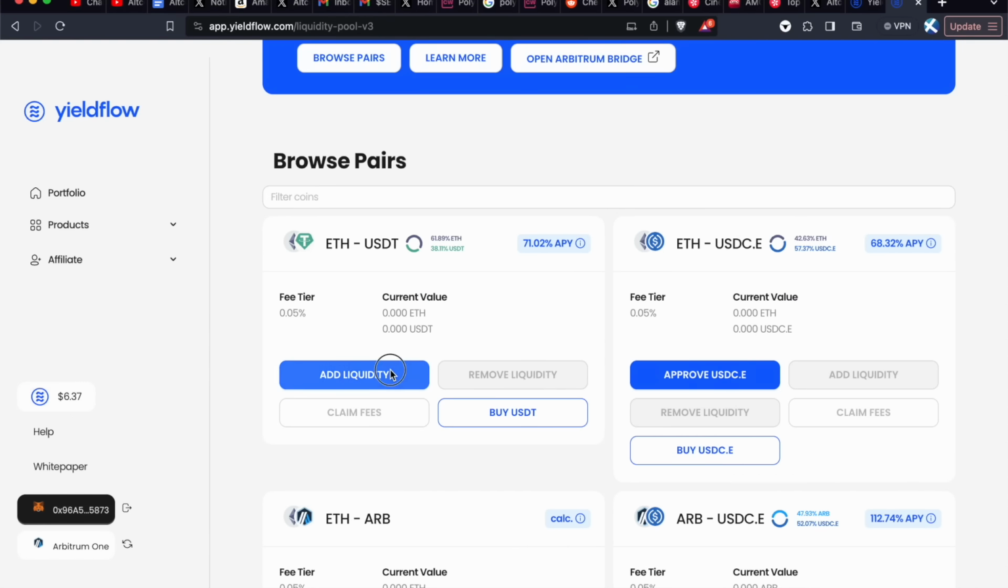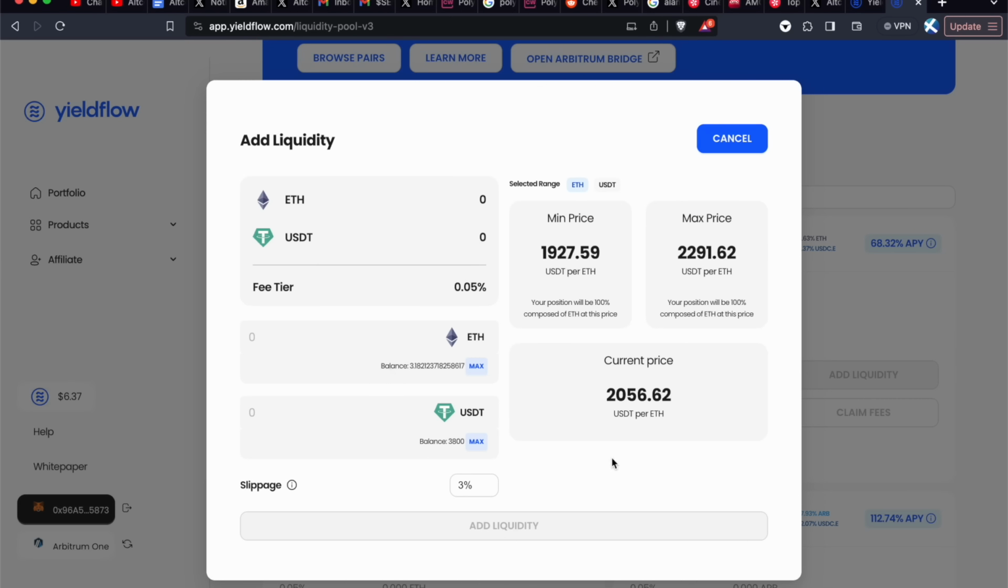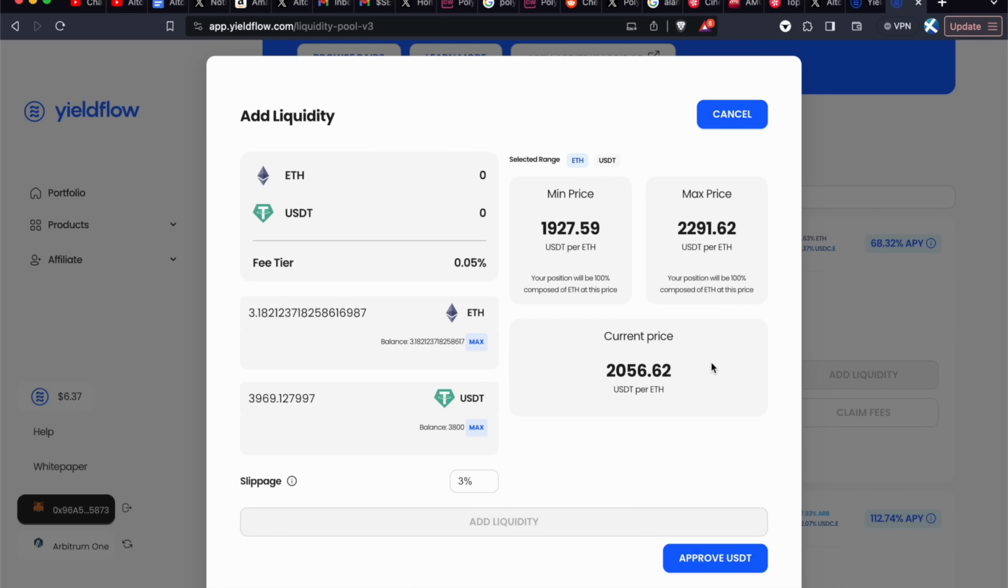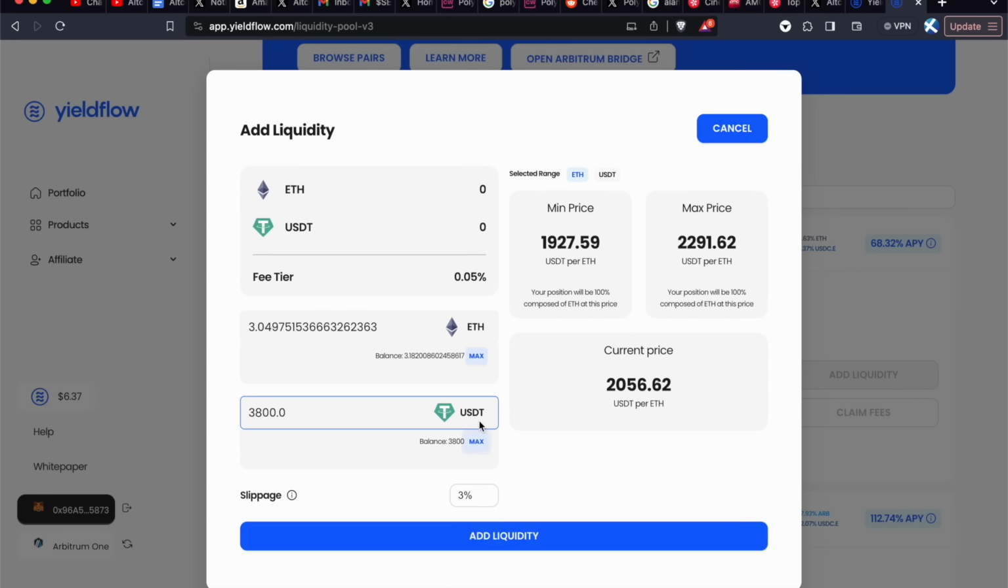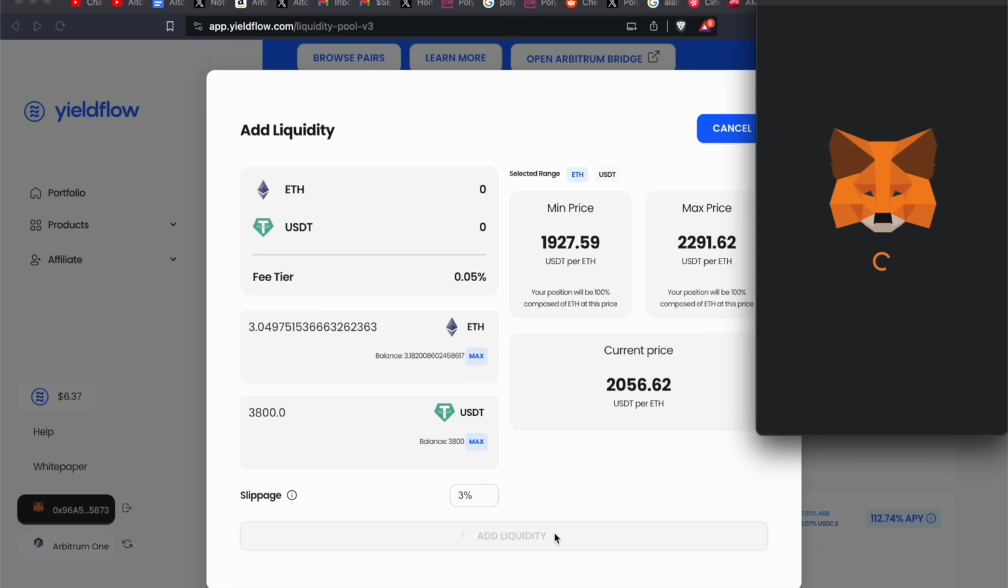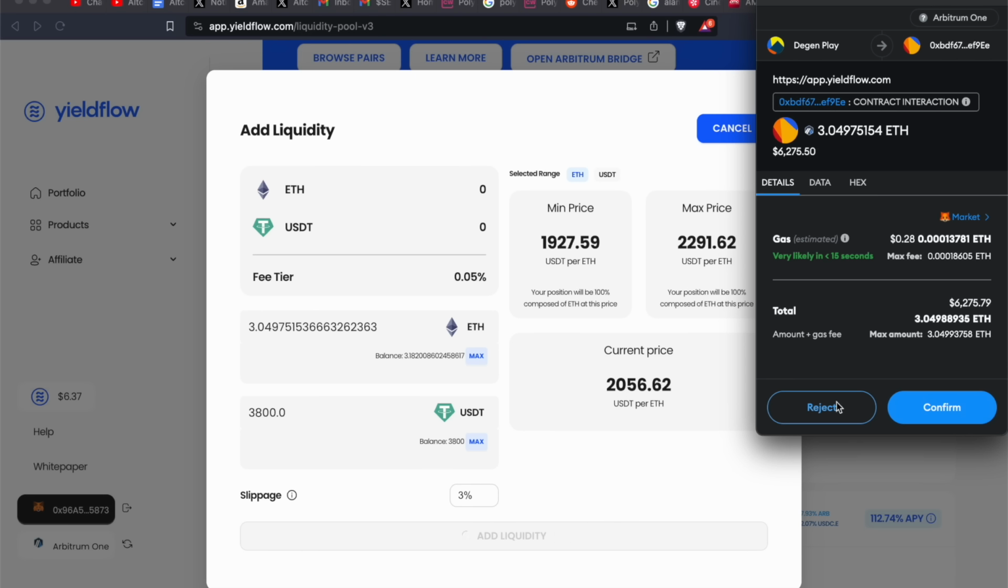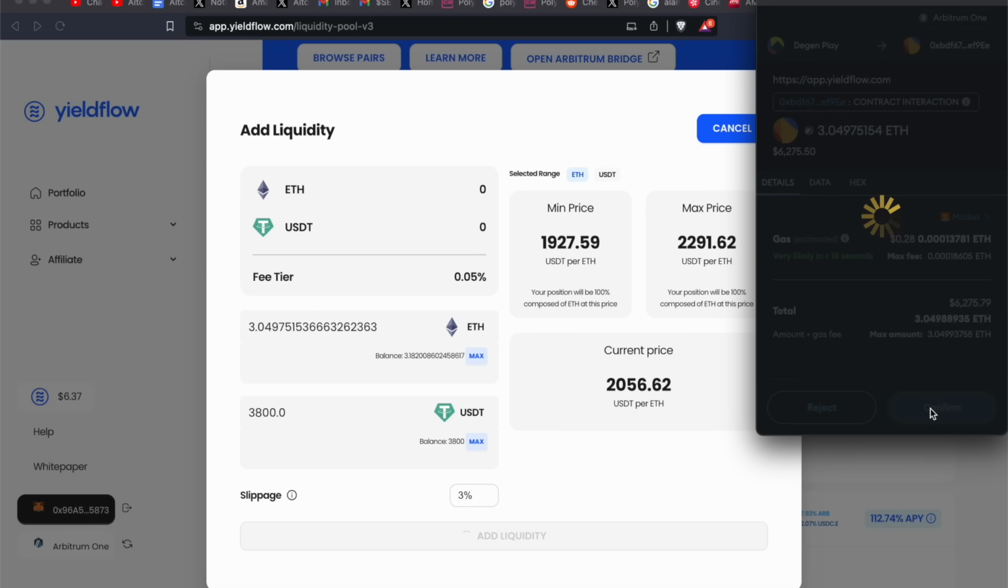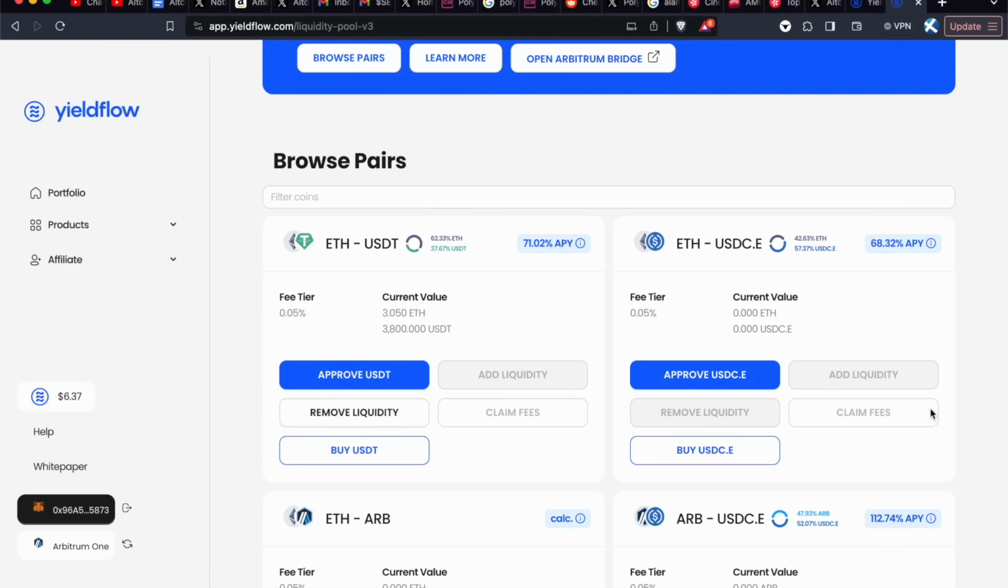Now that it's approved through the wallet, let's add the liquidity. As you can see, it lays out all the stats you'd want to know. And let's put in the max and approve. All right, we're now doing it.